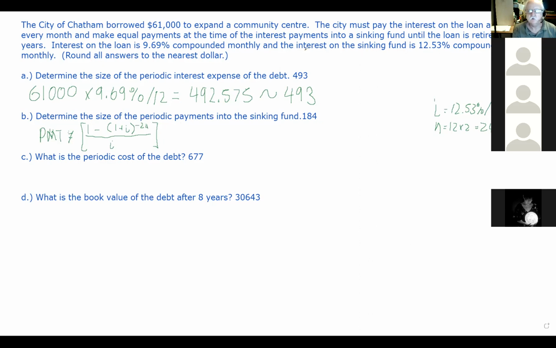The interest on the sinking fund is 12.53%. So we've got that, and size of the payment. Let me go look at my formulas here.